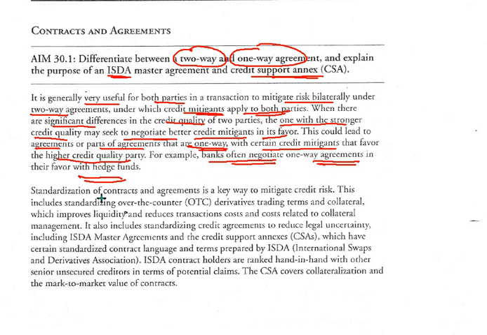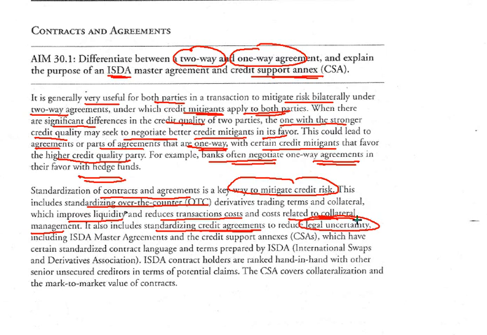Standardization of the contracts and agreements is a key way to mitigate the credit risk. This includes standardizing over-the-counter derivatives, trading terms, and collateral, which improves liquidity and reduces the transaction cost and the cost related to collateral management. It also includes standardizing the credit agreements to reduce the legal uncertainty. We have seen that there can be legal uncertainty, right?